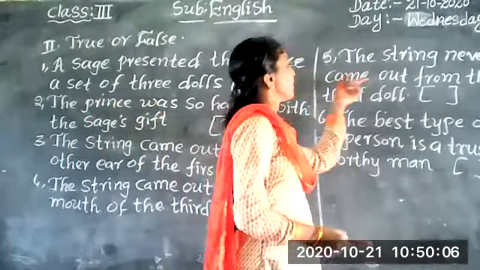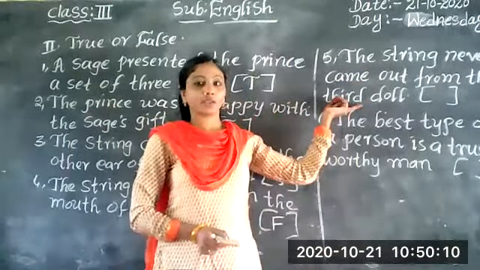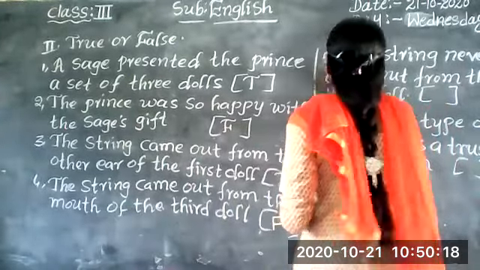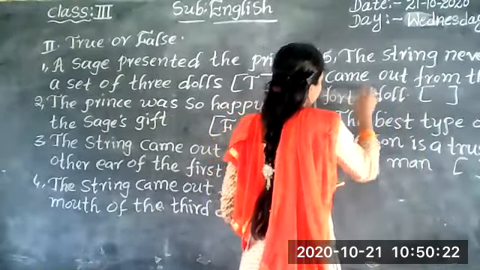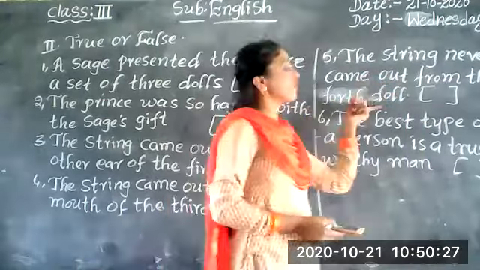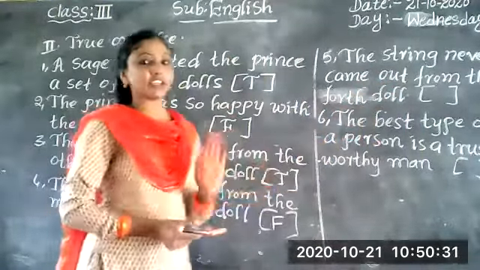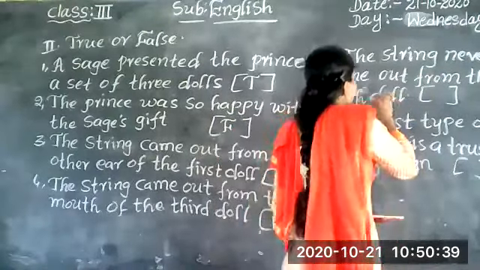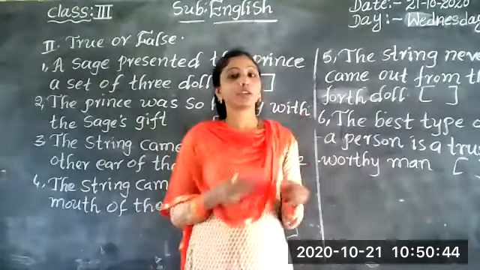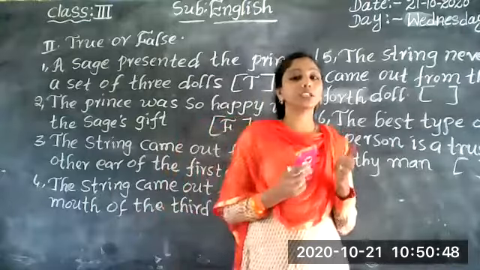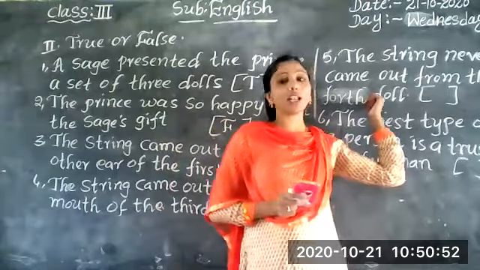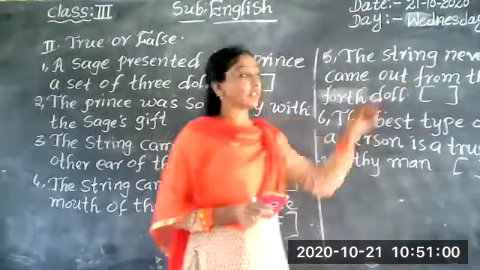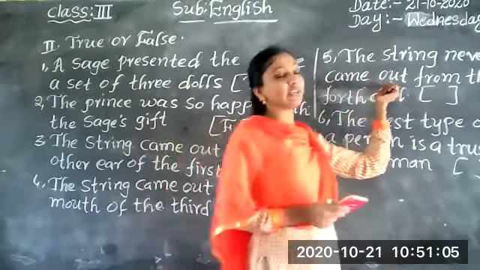Fifth sentence: the string never came out from the fourth dog. Sorry, it is not the third dog, it is the fourth. For the third dog, the string did not come outside. But here it is given that the string never came out from the fourth dog. Actually, with the fourth dog, when the prince put the string the first time, it came from the ear. The second time, it came from the mouth. The third time, it never came out. But this happened to the third dog, not the fourth dog. So the given statement is false.